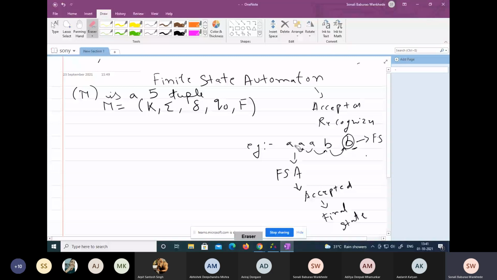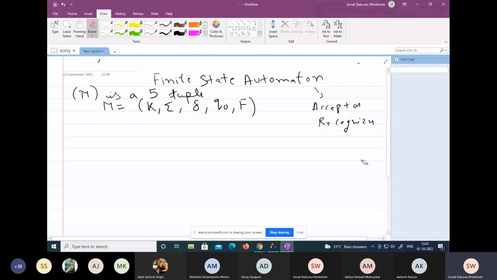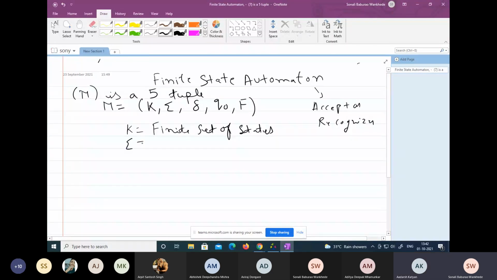Now the formal definition of a finite state automaton is that it is denoted by M. A finite state automaton M is a five tuple and M = (K, sigma, delta, Q naught, F), where K is a finite set of states, whereas sigma is the finite set of input symbols.